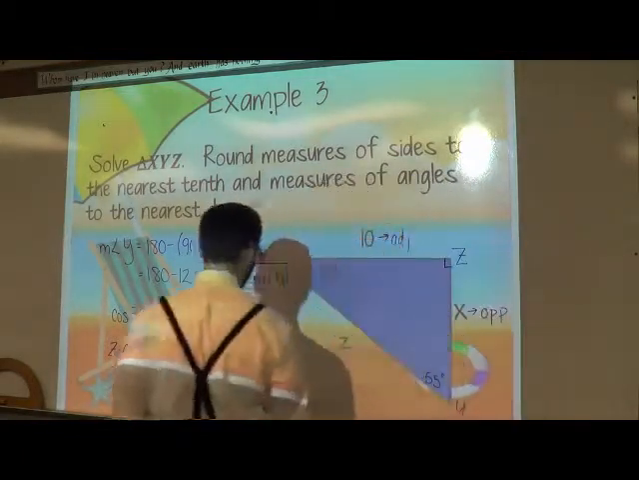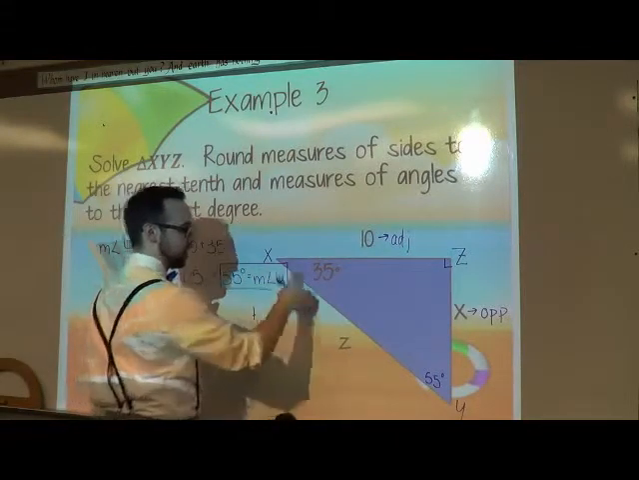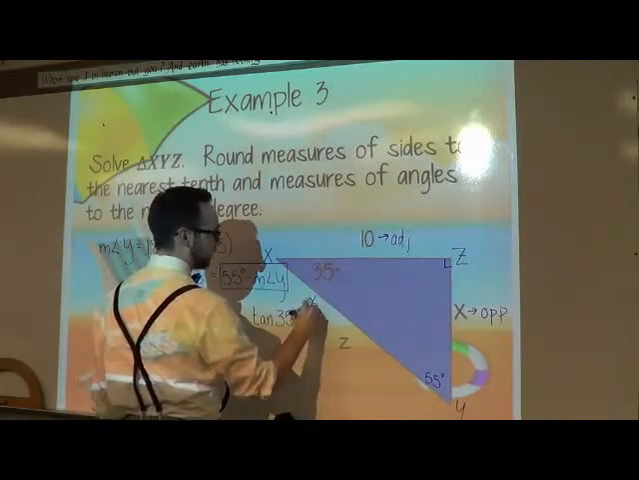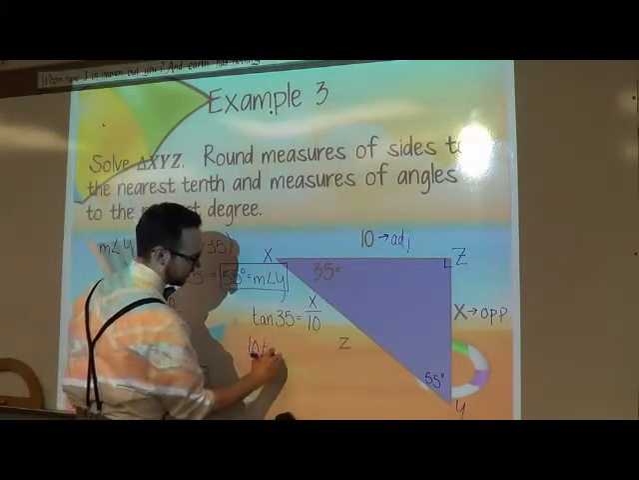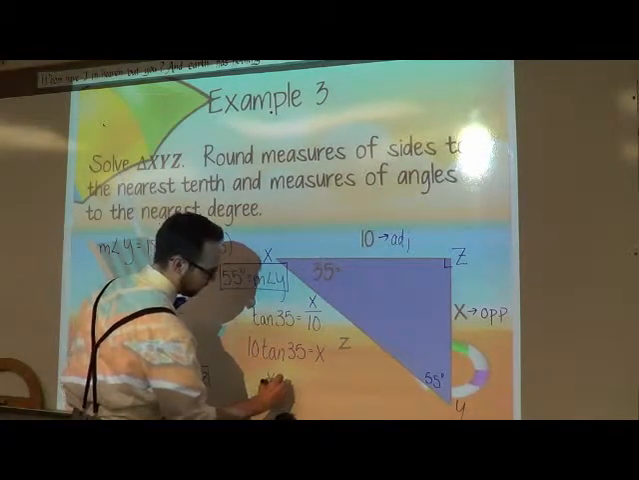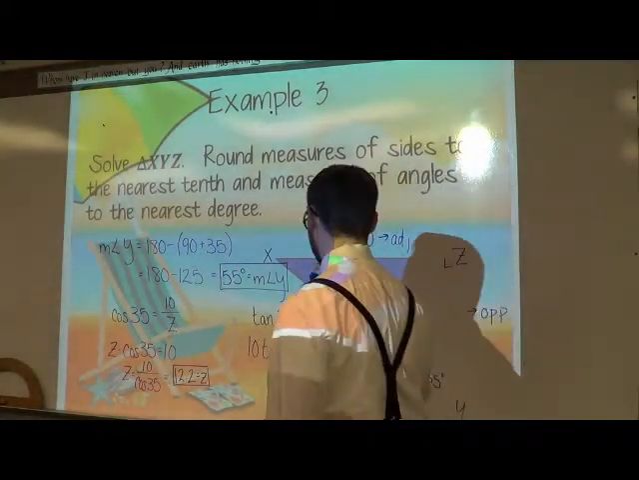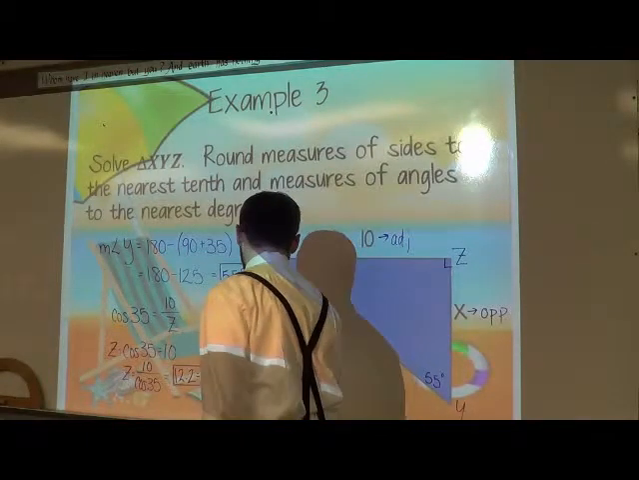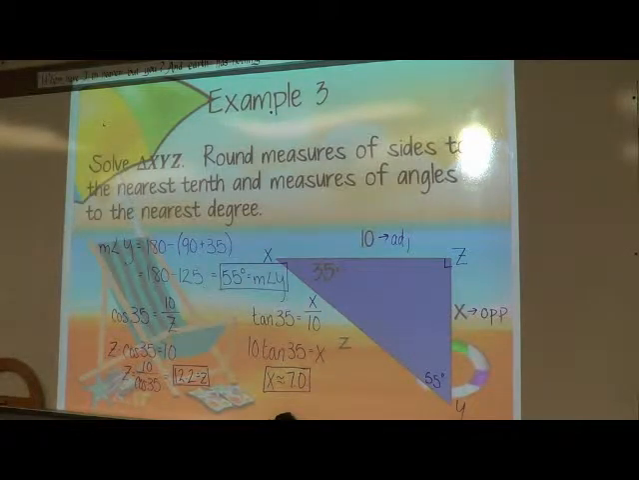Well, what relates that? It would be the tangent of 35. So the tangent of 35 is the opposite over the adjacent, so it's x over 10. Now this one's easier because I can just multiply by 10. We get 10 times the tangent of 35 is equal to x. So when we put all of that into our calculator, x is approximately 7.0. And that's this third piece of our puzzle. So then we know that x is 7.0, z is 12.2, and y is 55 degrees. So there is quite a bit of work to be done there.